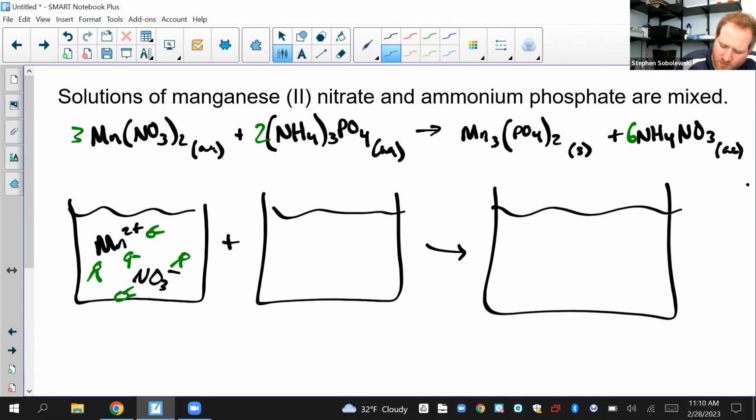Second beaker, I have ammonium, NH4+. I have phosphate, PO4 3-. And we're going to show waters pointing towards the positive ion and away from the negative ion.